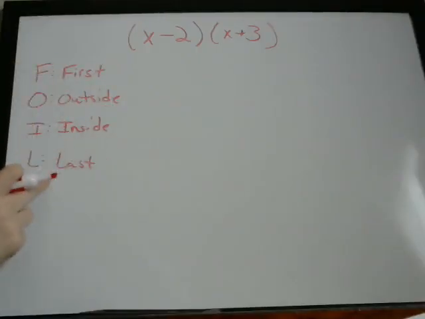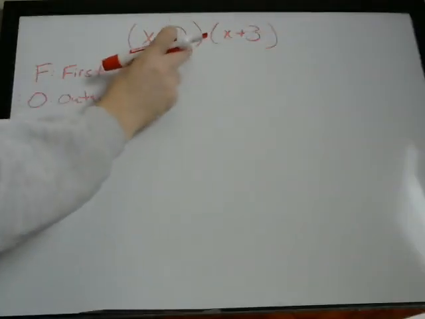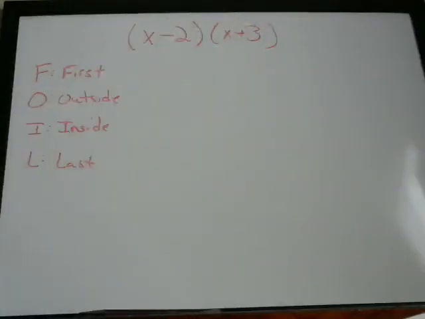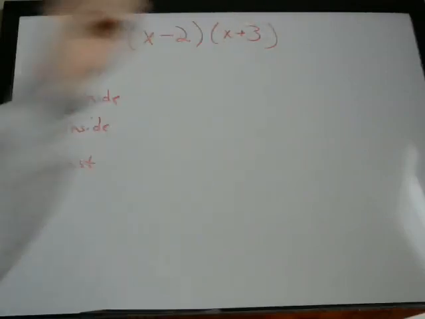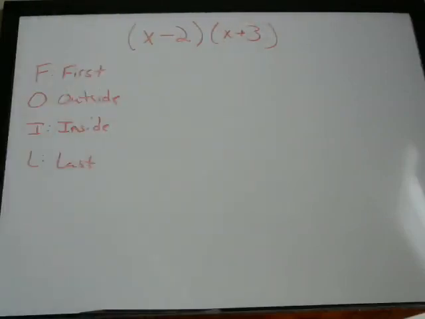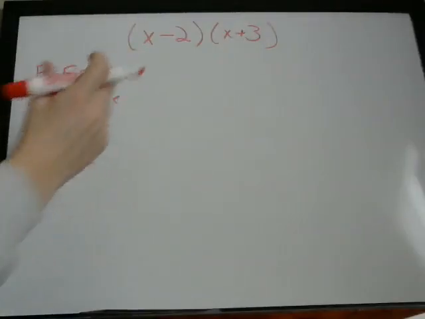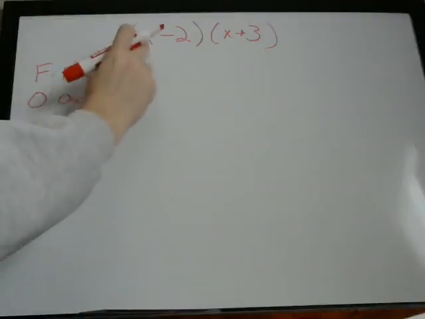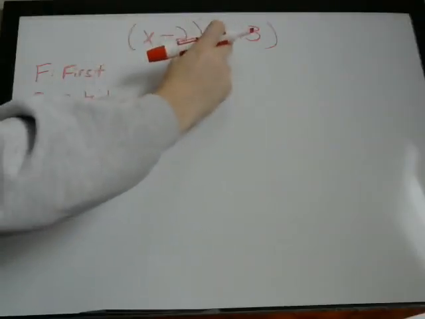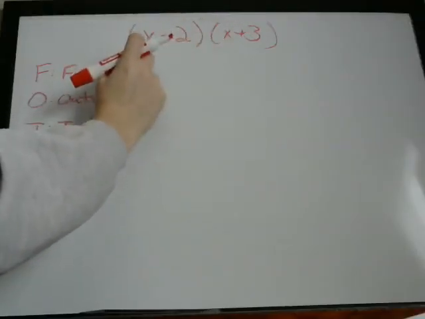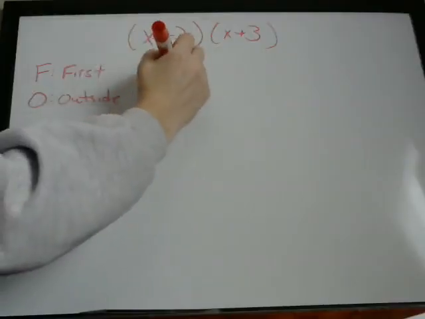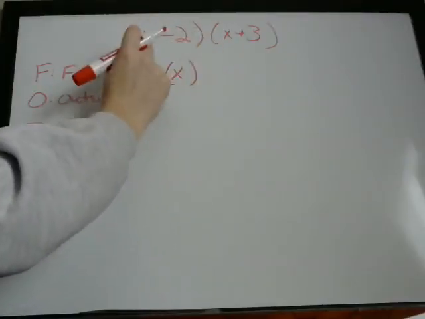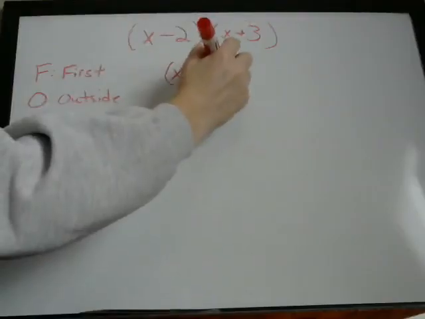First, outside, inside, last. When you have something like this, where there's just two components to the binomial or even a polynomial, you can use this thing called FOIL. First, outside, inside, last. And all that means is it's an easier way to do the multiplication. So first, you take the first part of each of the parentheses and multiply them together. So here we have x is the first part, and here again we have x.